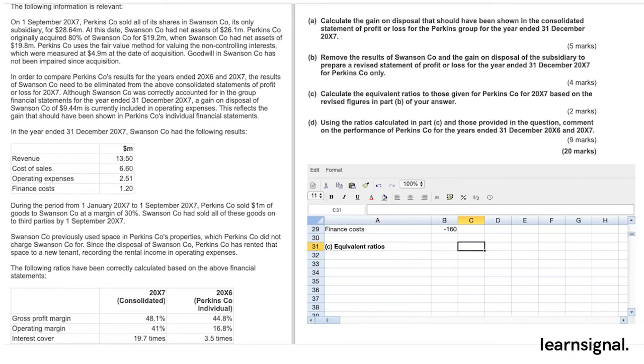Now, it's very useful to have all these side by side. Although you might think it takes a little bit of time, it just takes a couple of seconds to put in the ratios that we already have for 20x6 and 20x7.